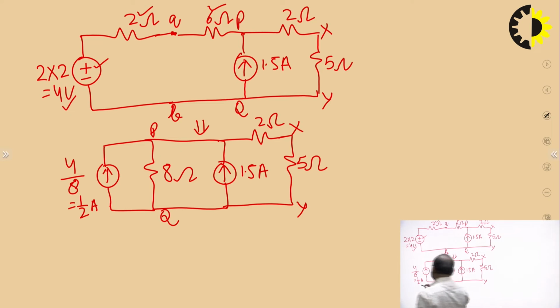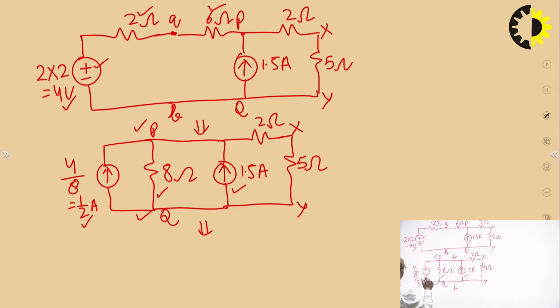Now, this 1 by 2 ampere current source, this 8 ohm and the 1.5 ampere current source, all these are in parallel branches. They are connected in parallel branches across these terminals P and Q. So, we can further simplify the circuit. We can find a single equivalent current source.